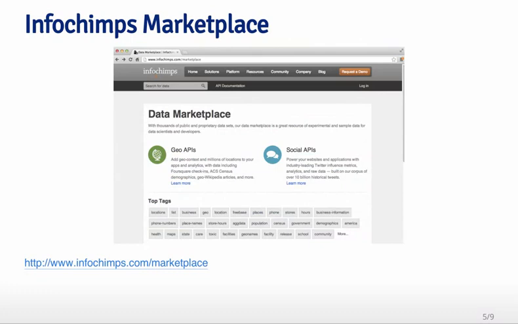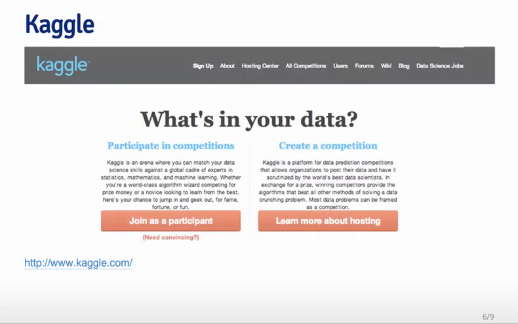The Infochimps marketplace has a bunch of different data sets which you can sort by various different tags, and you can identify data sets that might be of interest to you. Some of them are free and some of them cost money. Kaggle is another place that you can go to for data sets. So Kaggle is a company that offers data science competitions, and they often have very interesting data sets that they make available as part of those competitions.